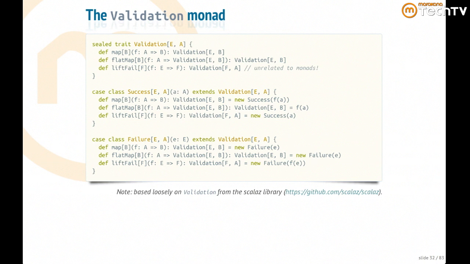So under success, our implementation of lift fail does nothing very interesting because we don't have a failure that we're dealing with. But in the failure case, where we're not containing a success value, we're containing some error value, we need to treat that sort of the same as map, where we create a new failure and apply some function f that translates from our error type E to a new error type F to the contained error value, and we'll wrap that up in a new failure object. So you'll see how I use this in a second.